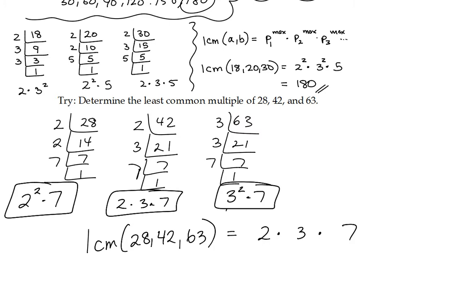So what's the maximum that occurs for the 2? The squared, right? So put a 2 there. What's the maximum that occurs for the 3? 2, right? And the maximum for 7 is 1. So you don't have to write the 1, but there it is. 252. All right. There it is.